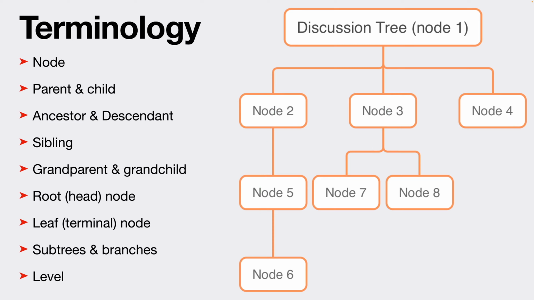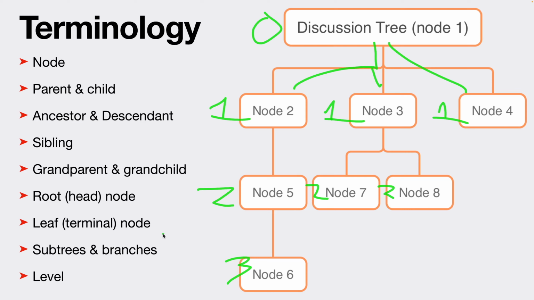One more concept is the level of a node. So the root is at level 0, and then its children are level 1. So we have level 1, 1, 1, and then their children are level 2, 2, 2, and the next one's level 3. So the level is how far away from the root node you are. Node 2 is distance 1 away from the root. Node 5 is a distance of 2 away from the root. It is also possible to do 1-based counting. Instead of labeling the root node 0, you would label it 1, and then all the numbers would be 1 larger.